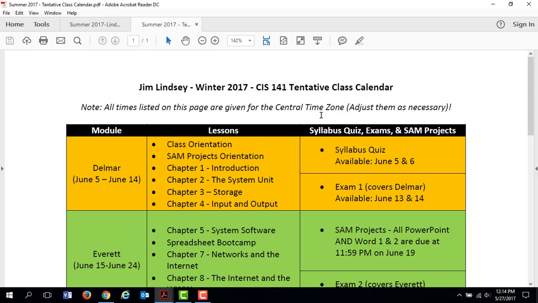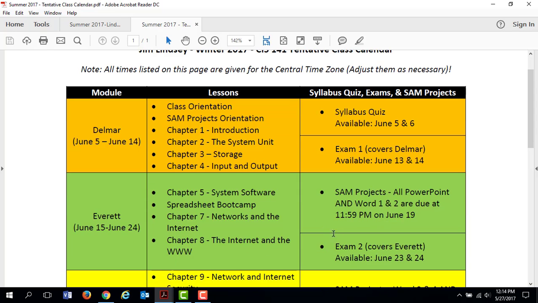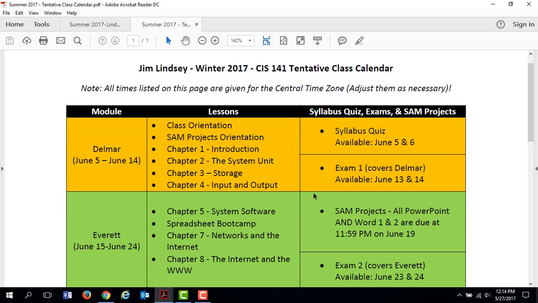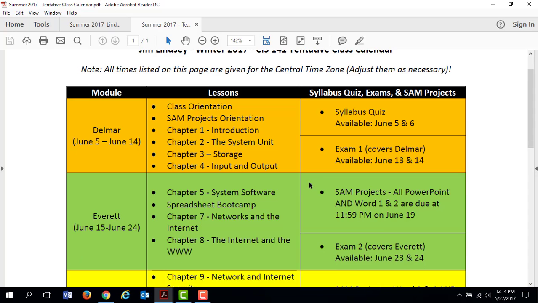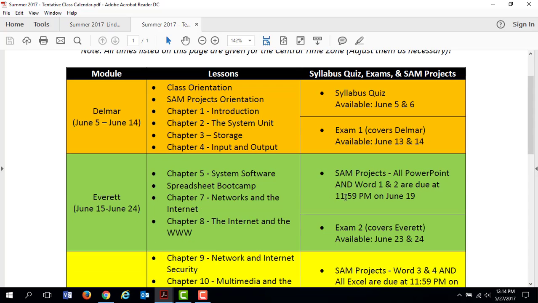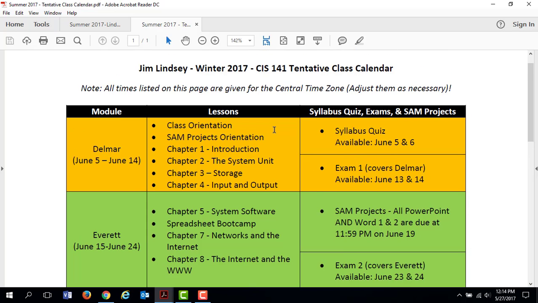Again, all these times are Central Time, so when it talks about 11:59 p.m., if you're in the Eastern Time Zone or the Mountain or the Pacific or something like that, or you're overseas somewhere, adjust accordingly, please, because at 11:59 p.m. Central Time, that's when these deadlines are going to turn off. So contact me if you have questions.